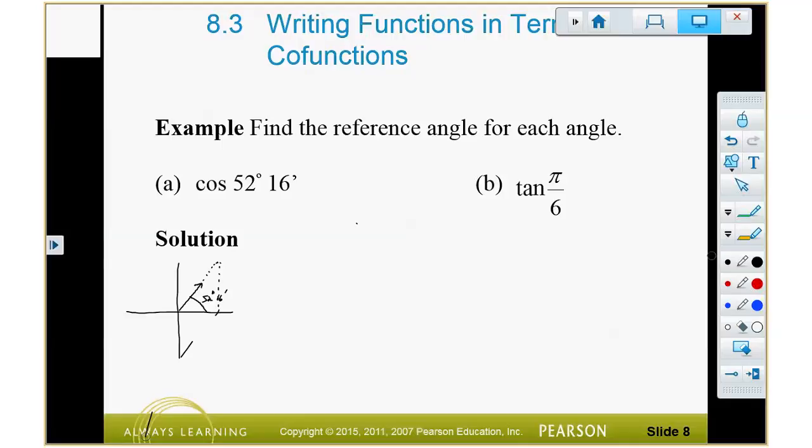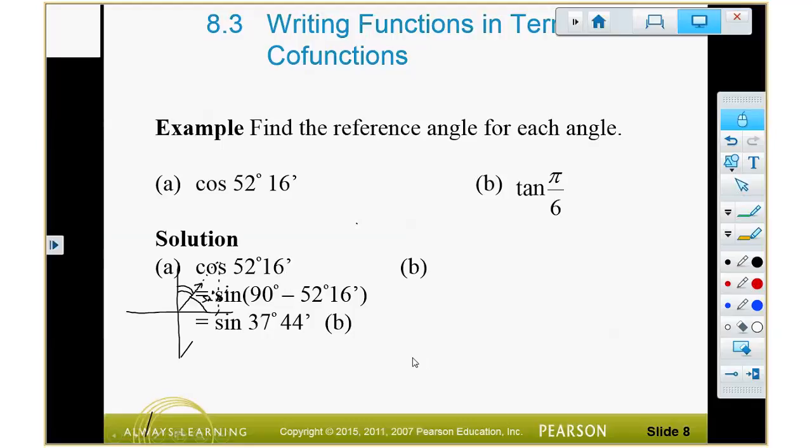So what could we do? Well, we could subtract it from 90. That would give us this angle right here. Maybe that might help us. So take your angle. I'm just going to bring it up on here. Same thing with tangent pi over 6. Just go ahead and plug it into your calculator, there it is, 90 minus 52, 16, and there's your sine of 37, 44.